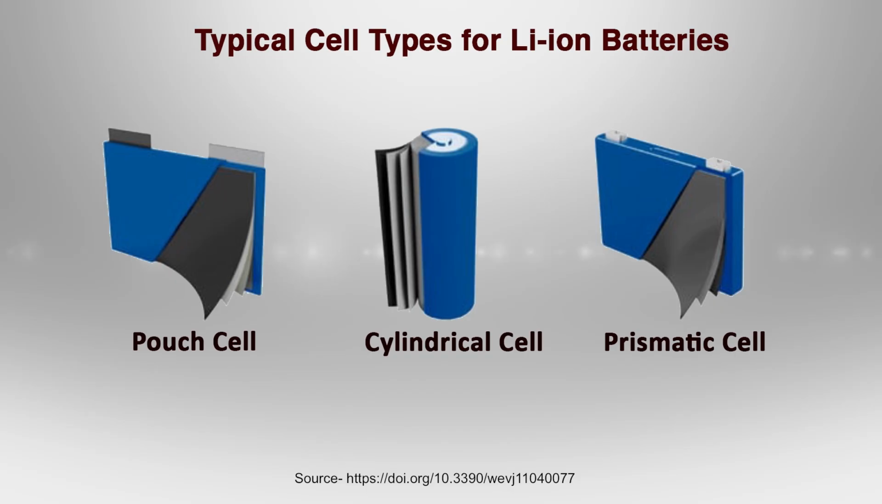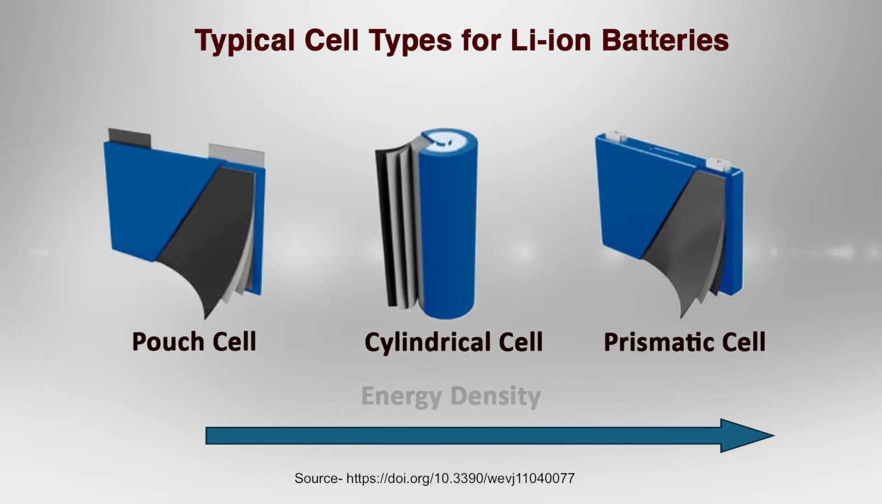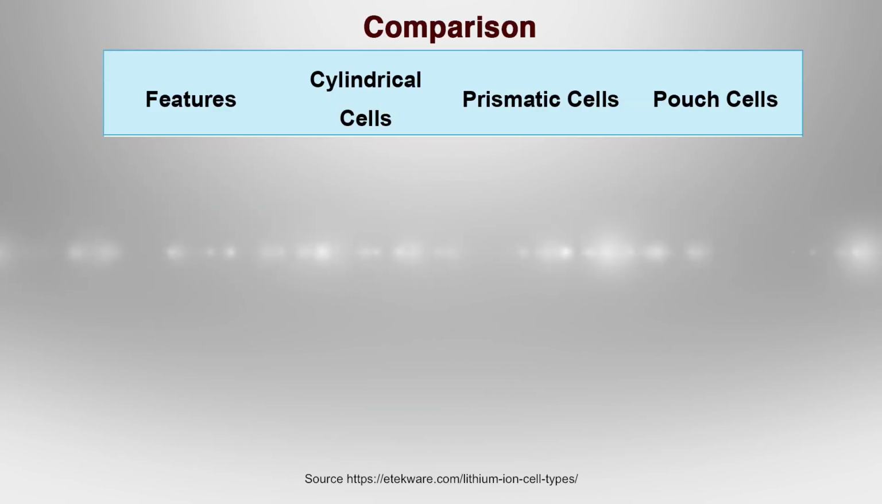The first construction is known as pouch cell, the second one is known as cylindrical cell, and the third one is known as prismatic cell. No doubt energy density is increasing from pouch cell to prismatic cell. So depending upon your application, you can select any of those cells. Let us understand the comparison between the three types of battery cells.